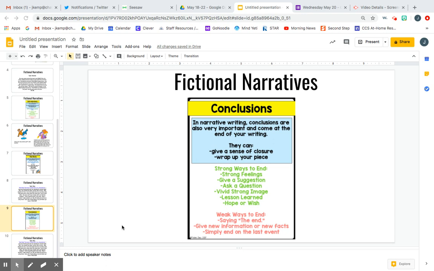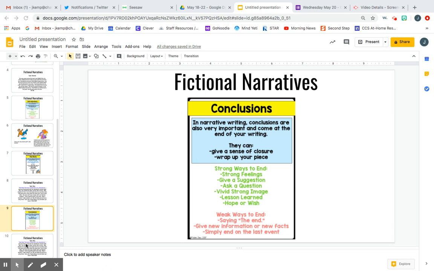And then simply ending on the last event. So just saying that, like, Charlie found Toby, and then that's the end. So you want to kind of add one more thing on there to wrap everything up.